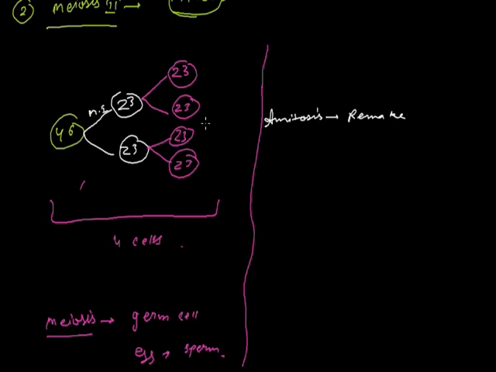Amitosis is cell division of prokaryotes. For example, yeast reproduces by budding. That is a form of amitosis.